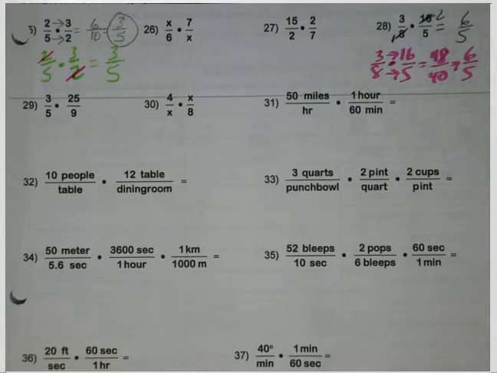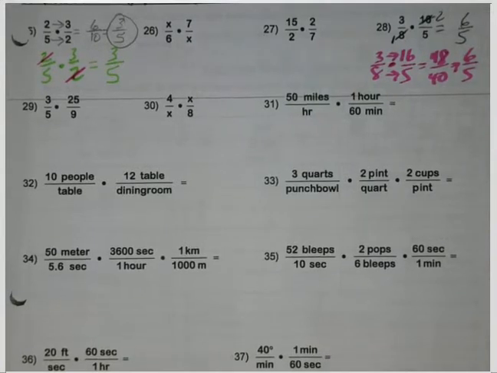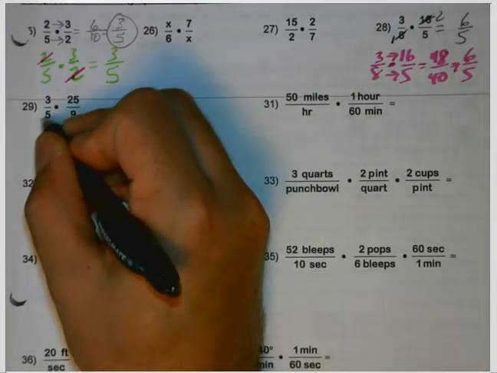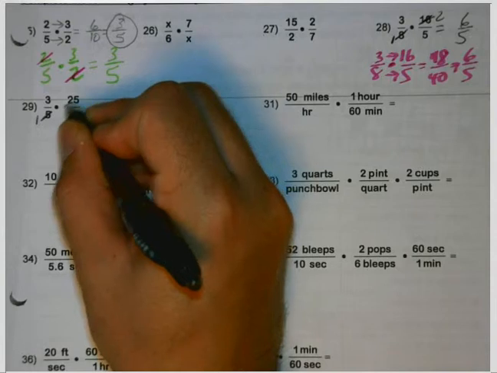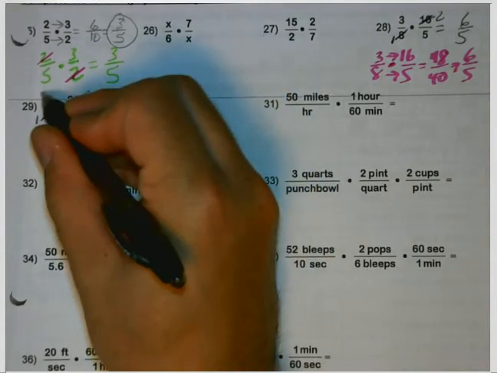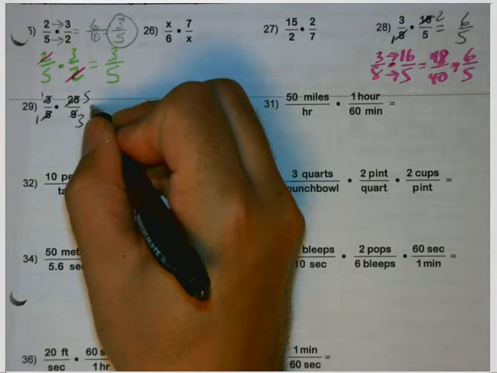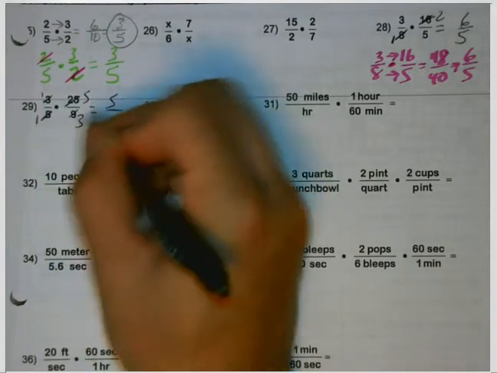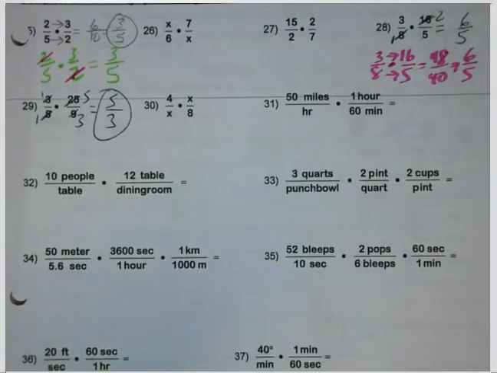Now, sometimes it may work for both. For instance, in 29, how many times 5 go into 25? 5. How many times does 3 go into 9? 3. We get 5. 1 times 3 is 3, and I'm done. Okay, keep life simple. Keep it simple.